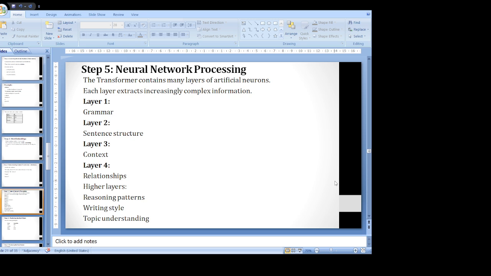Step five is neural network processing. Here the transformer contains many layers of artificial neurons. Each layer extracts increasingly complex information. Layer 1 may handle grammar, layer 2 sentence structure, layer 3 context, and layer 4 relationships, while higher layers handle reasoning patterns, writing styles, or topic understanding. These are the layers that come under neural network processing.